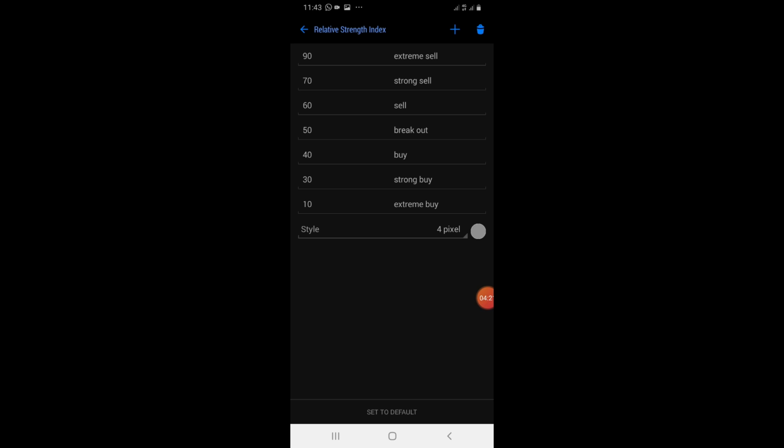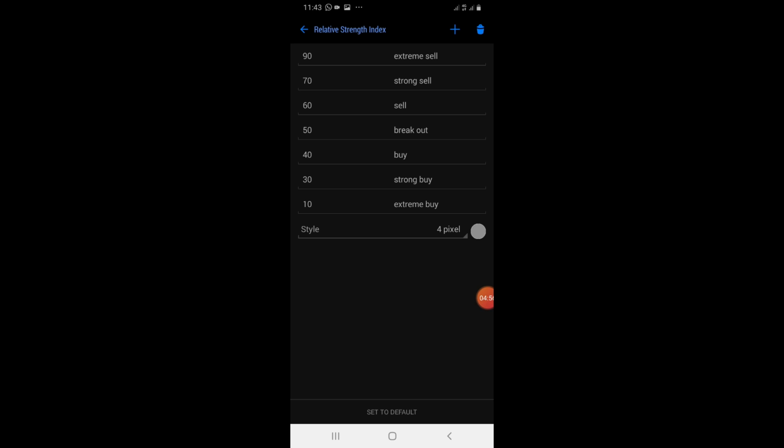So the first level we're going to have is level 90, which is going to be labeled as extreme sell. We're also going to have level 70, which is described as a strong sell. And then we're going to have level 60, which I want you to describe as just a sell. And then we have a breakout level, which is level 50 as usual, which can be a take profit level or a breakout level. So for me, I just chose to write it as breakout.